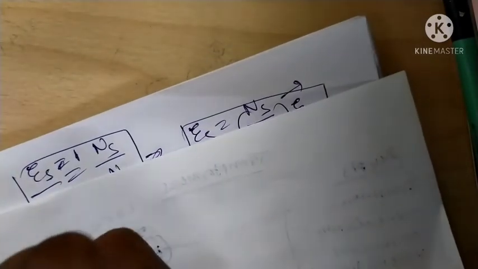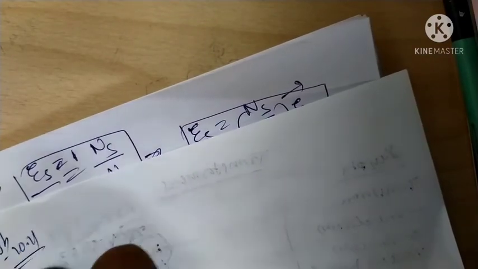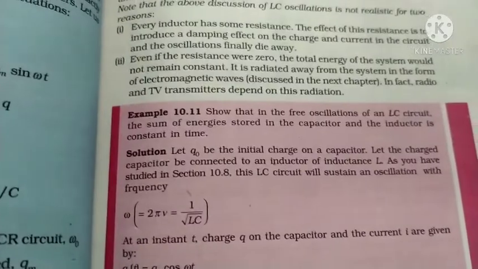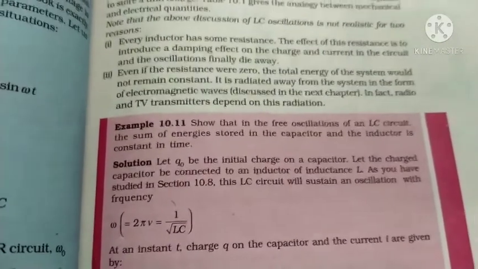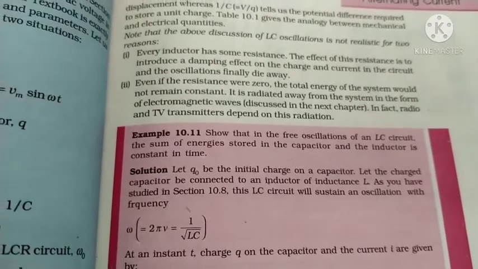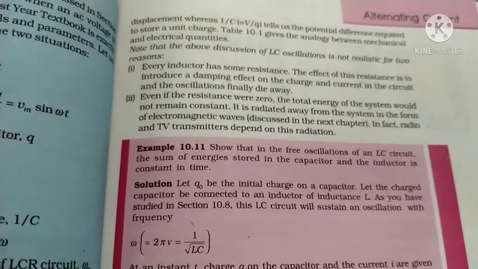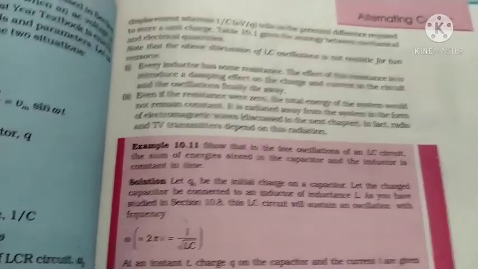Okay, now we solve one problem, that is example problem 10.1. Show that in the free oscillations of the LC circuit, the sum of the energy stored in the capacitor and inductor is constant in time. What is the energy stored in the LC circuit? Now we can explain the energy stored in the LC circuit.